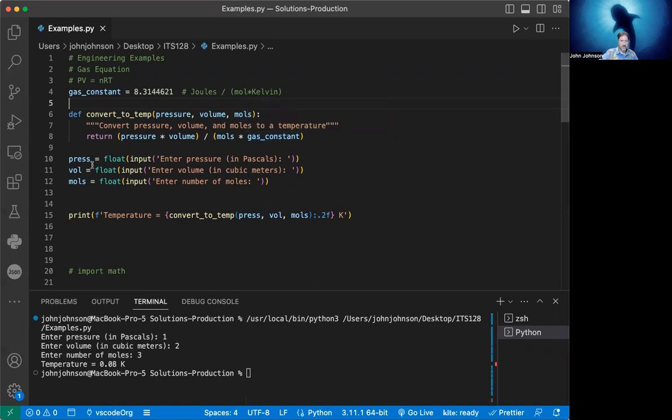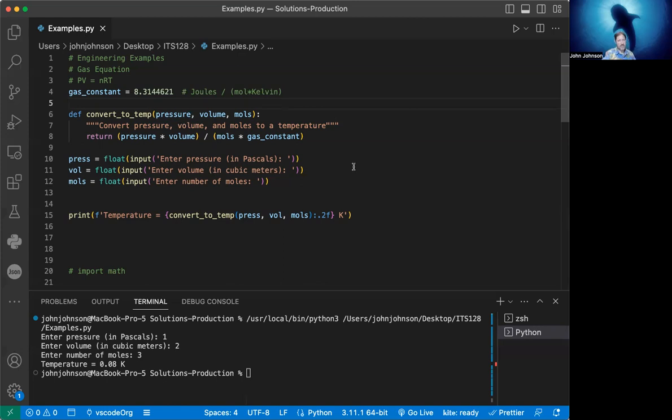The jokes write themselves. So press equals float of input and our pressure in pascals. So what we're doing here is we're asking for the pressure. We're going to convert that from a string to a float, and we're going to store that in pressure. Volume, we're doing the same thing. We're asking for it in cubic meters. It's going to convert that to a float, store it in volume. And then we're going to ask for the number of moles. We're going to convert that to a float and store that into mols, moles.